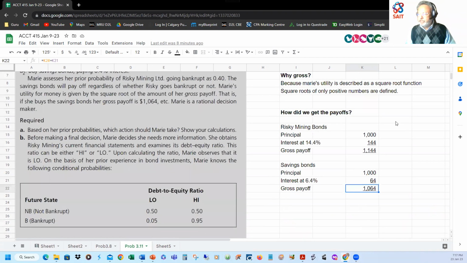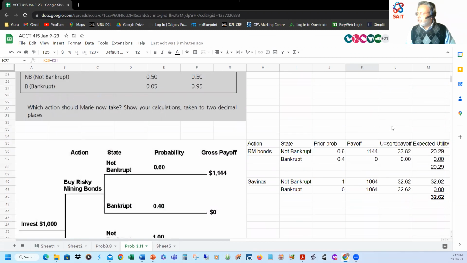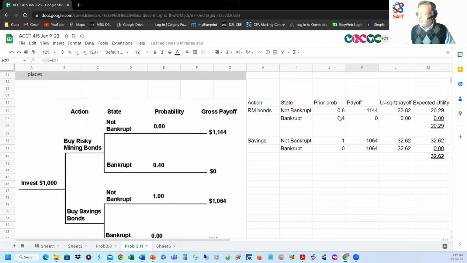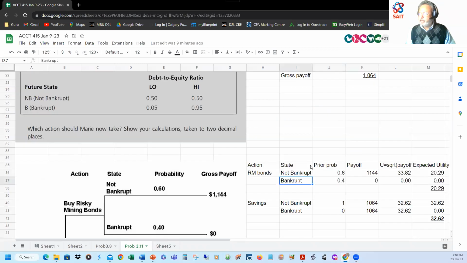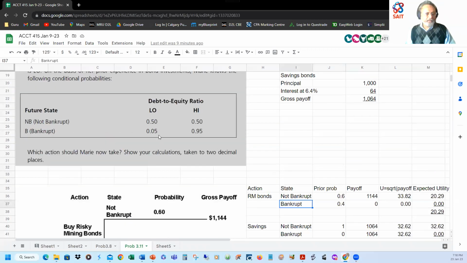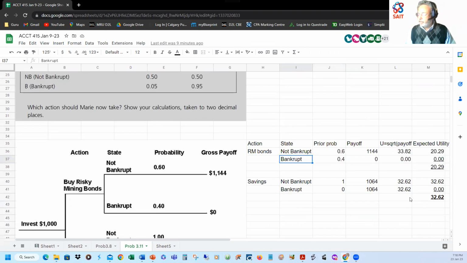And based on Marie's prior probabilities, there's a probability of 40% that risky mining will go bankrupt, and 60% probability that it will not go bankrupt. And I laid it out not bankrupt, bankrupt, because when we look at the information system later on that Marie prepares, the future states are laid out as not bankrupt and bankrupt. So I kind of was consistent there, not bankrupt, bankrupt.